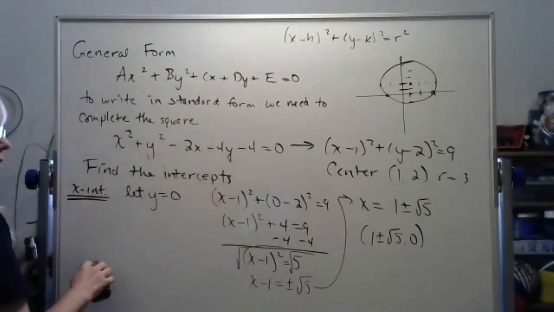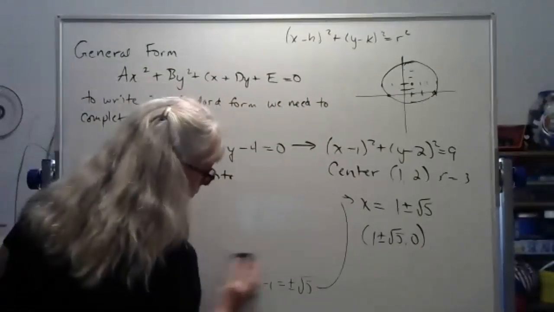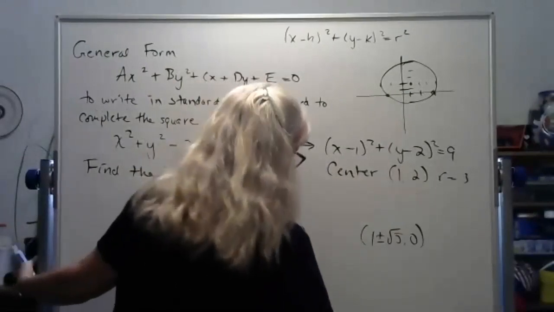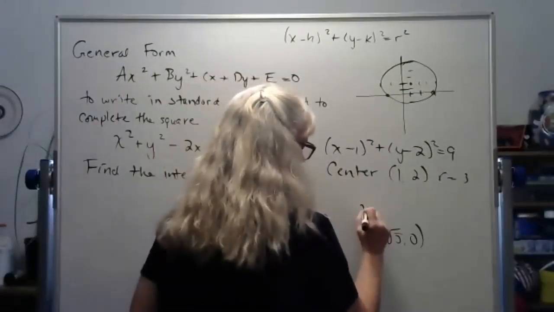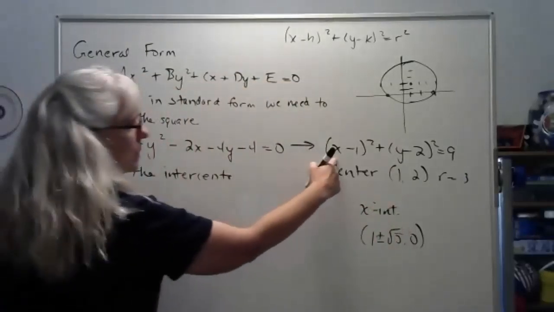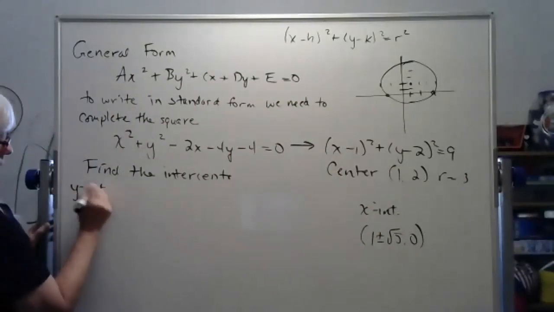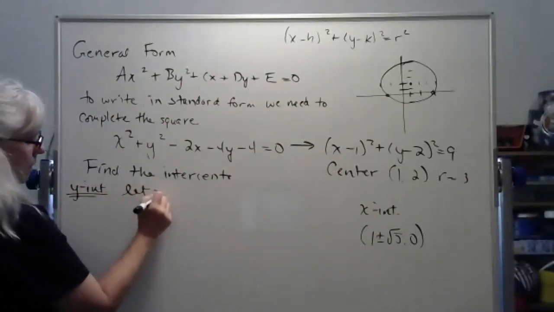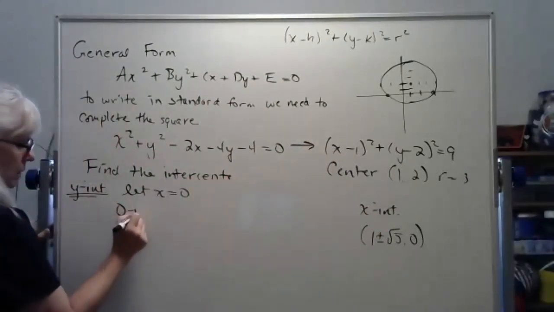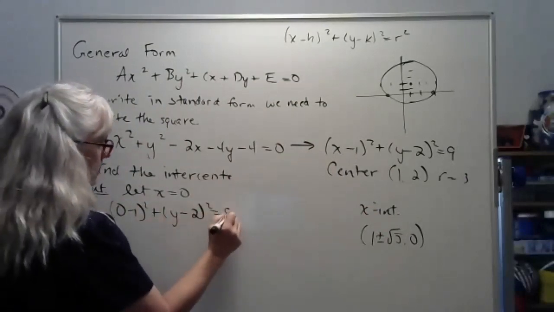Okay, now we gotta go find the y-intercepts. I'll leave my x-intercept sitting right there if I can. Okay, to get the y-intercept, we'll do the same thing. We're gonna come in and replace the x with 0. So when I do that, I'll have a 0 minus 1 squared and a y minus 2 squared equals 9.